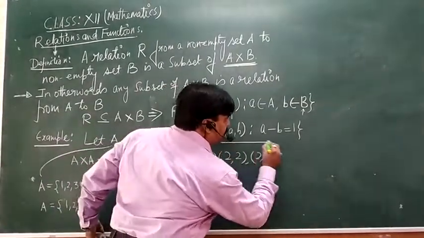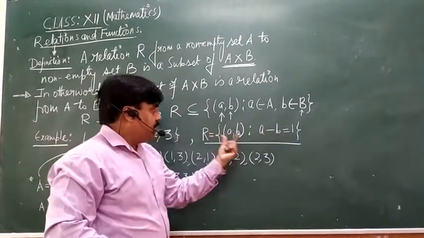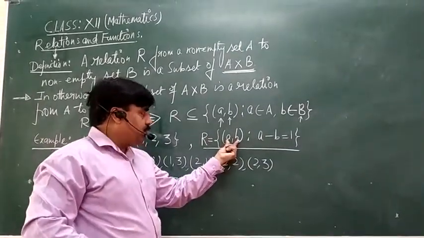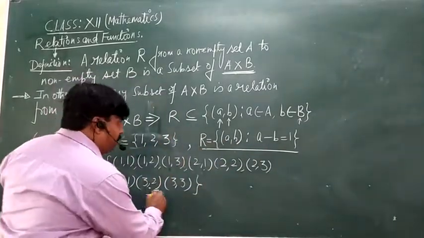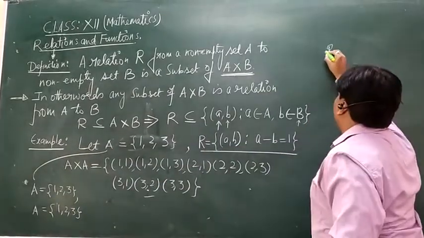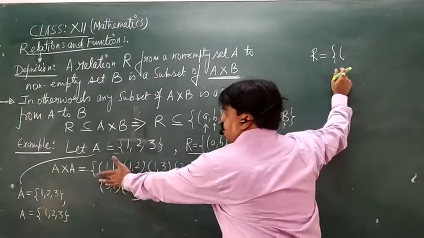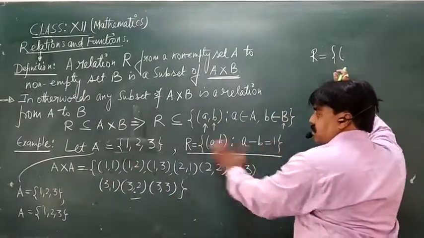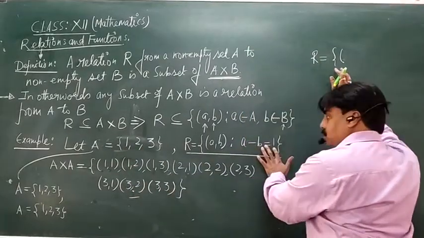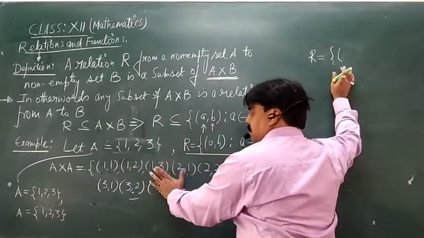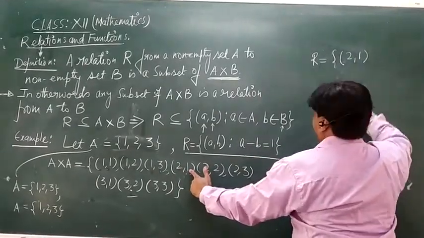What do we want in this relation? In the relation, this condition must be satisfied: the difference of the first component and the second component must be equal to 1. Now, if you take R, which ordered pairs will come here? See, 1 minus 1 is not equal to 1, so you cannot take this. 1 minus 2 gives minus 1, so it's not equal to 1. 1 minus 3 is minus 2. 2 minus 1 is 1, so the first ordered pair is (2,1).